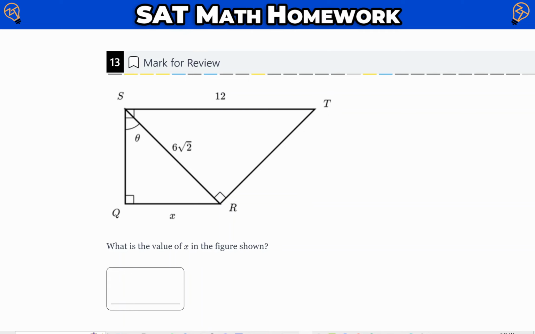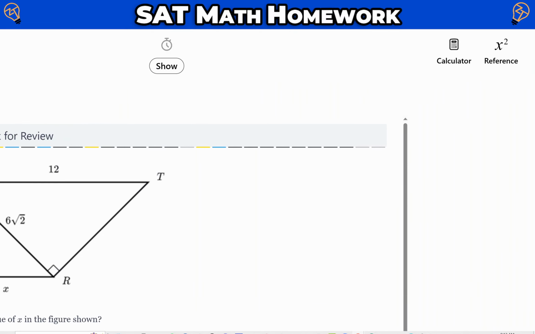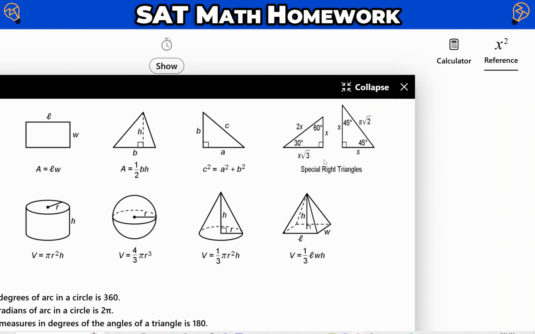In a question like this, it is advantageous to recognize that because you have a root 2, it very likely is a special right triangle. More specifically, let's go ahead and pull up our reference document, and we can see there are two types of special right triangles. The one that has a root 2 is the 45, 45, 90, which they call S, S, S root 2. It could have been X, X, X root 2. They just didn't want to confuse us because these have X's in them.